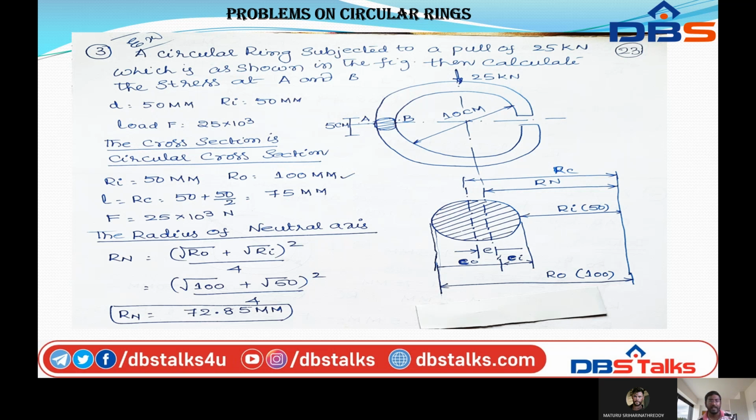Next we calculate the radius of the neutral axis. Rn, the formula for the circular cross section is given in the Jalaluddin data book, page number 4.29. Rn is equal to the square of R0 plus square root of Ri, whole square, by 4, that is the square root of 100 plus the square root of 50, whole square by 4. So we can calculate Rn equal to 72.85 mm.